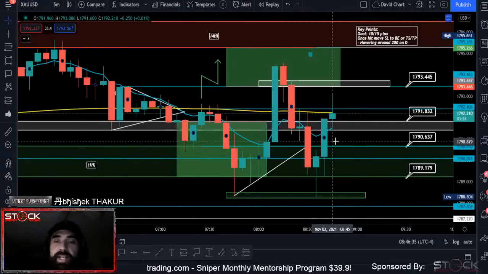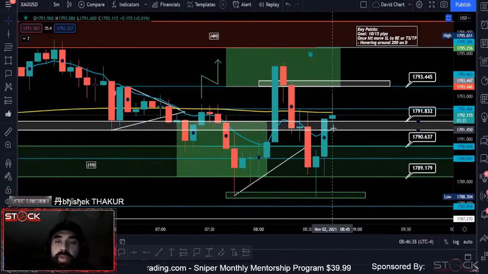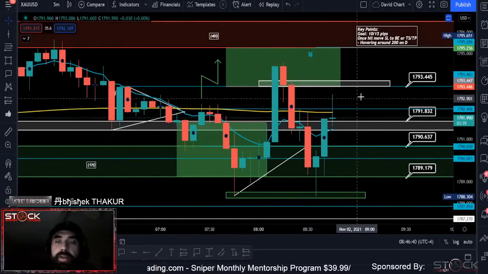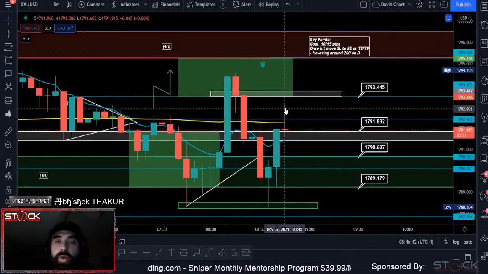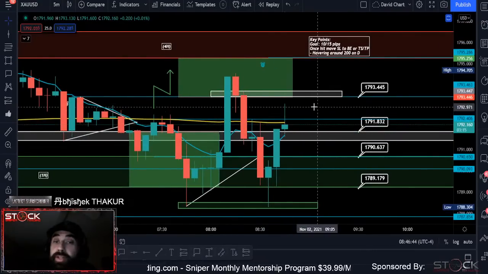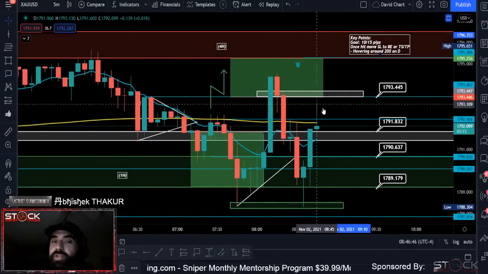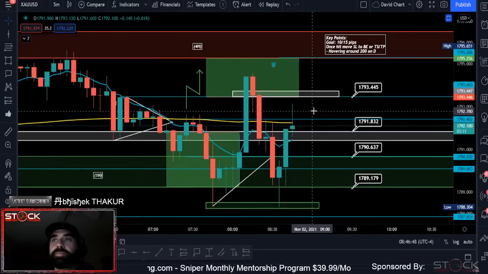All right, watch, it has to break here. It has to break these moving averages. They have to break above the 9 EMA, and then the 200. You can see it's starting to get rejected. Look at, see that, guys? That's a signification that there's a lot of buyers in here.